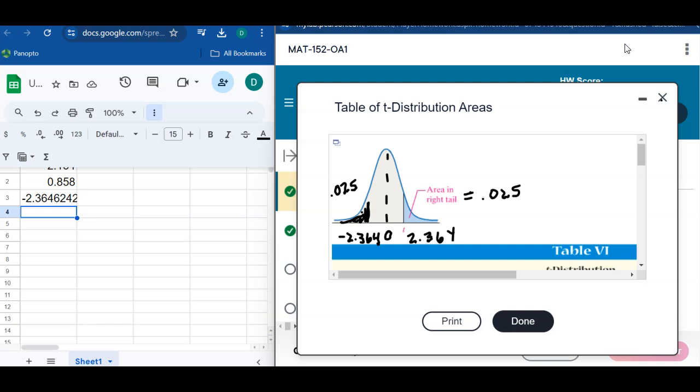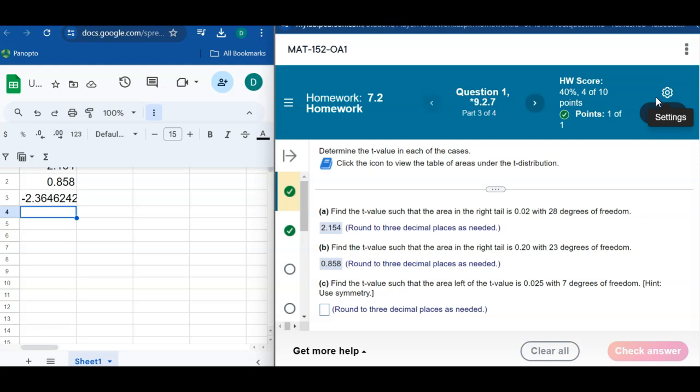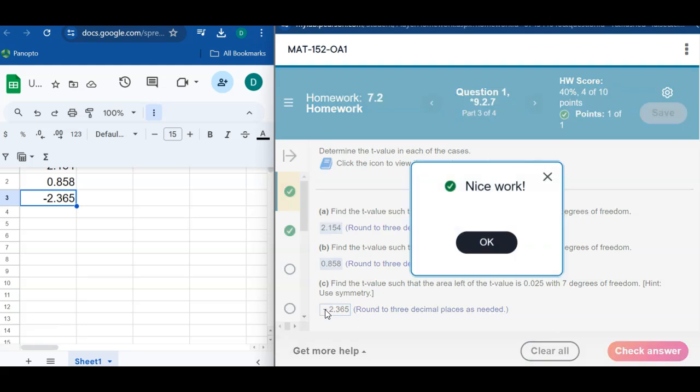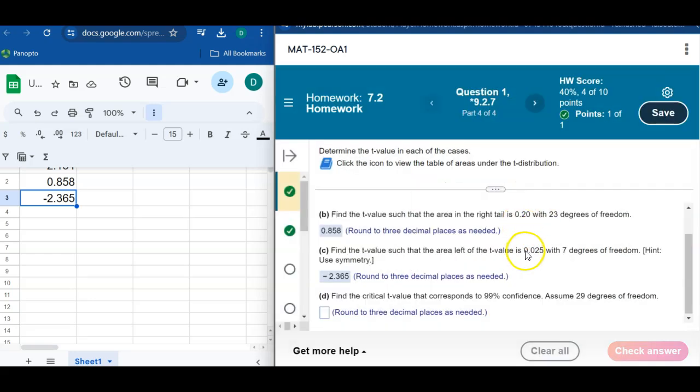I don't need to use symmetry. I don't have to use the tables. So I can just use the t.inverse, round it to the number of places they tell me to, and it will attach that negative sign to it if I don't subtract the number from 1. So what I mean by that is I didn't subtract 0.025 from 1, so it threw me in the left tail. It made it a negative number. When I subtracted those numbers from 1 for parts A and B, it adjusted and put me in the right tail.